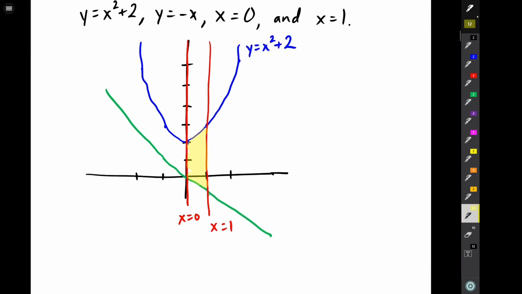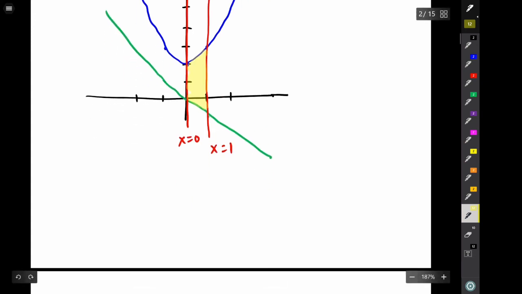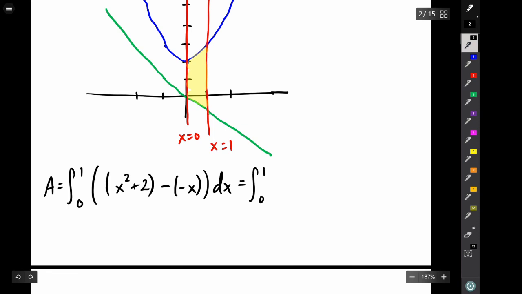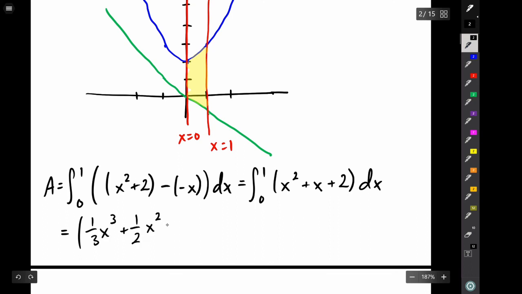So all we have to do is integrate over this region. In this case, it's from 0 to 1. And we just do top minus bottom. So the area is the integral from 0 to 1 of the top function, x squared plus 2, minus the bottom function, negative x, dx. If we simplify this, x squared plus x plus 2 dx, this is going to give us 1/3 x cubed plus 1/2 x squared plus 2x from 0 to 1.